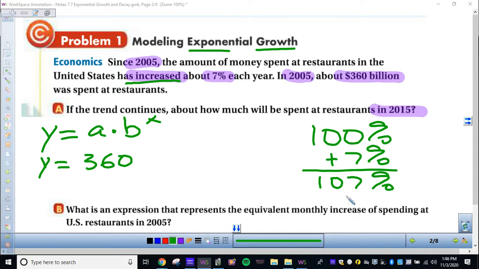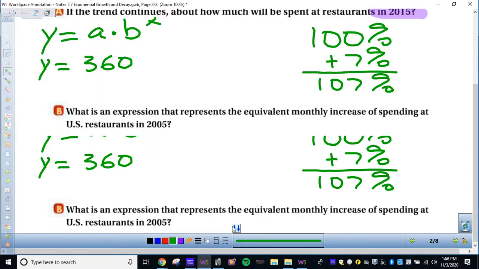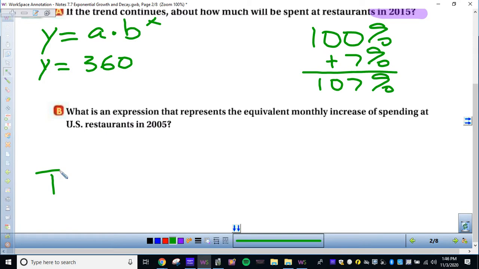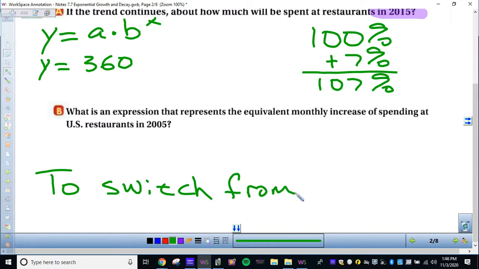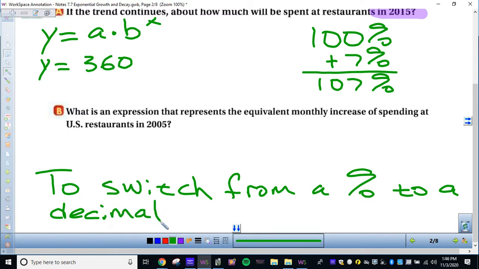So to switch, we're going to write that as a helpful hint. So to switch from a percent to a decimal, divide by 100.